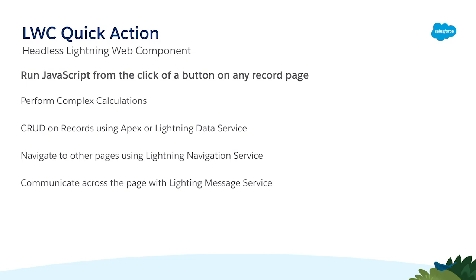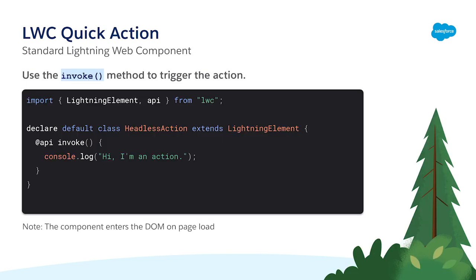You can perform CRUD operations on records using Apex or Lightning Data Services. You can navigate to other pages using Lightning Navigation Service, and even communicate with other components on the page using Lightning Message Service. To execute a headless action, all you have to do is add in the invoke method to your component and expose it publicly. This will run each time the action button is selected.